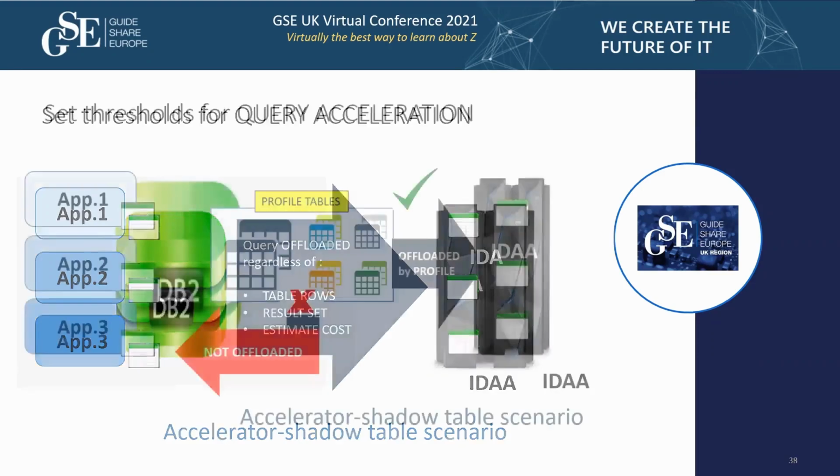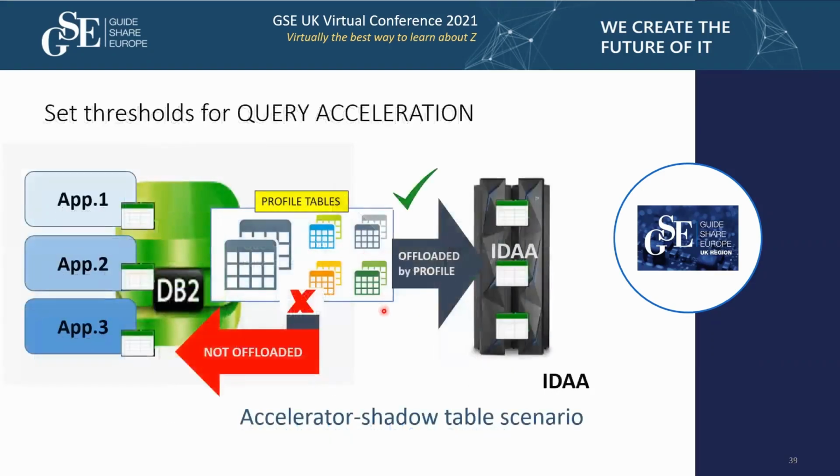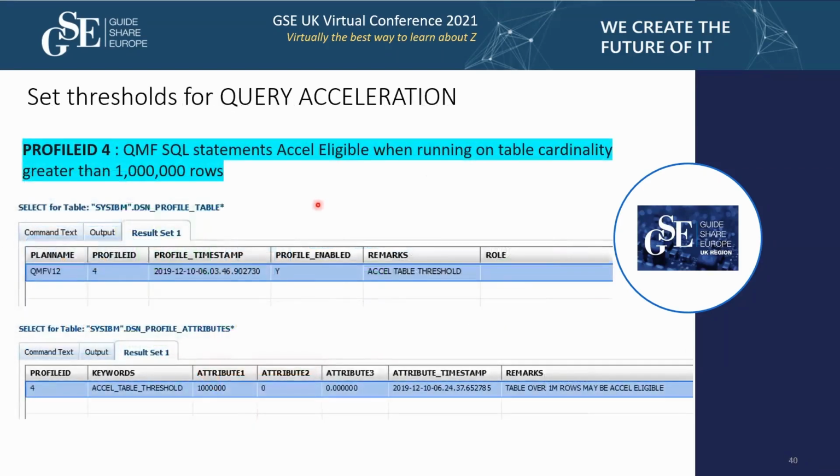But with Db2 profile, I can decide to offload what I want. So for example, I can decide to offload only SQL statements on quite huge tables. But for very, very small tables, I can decide to skip the offload. Let me show you with a profile ID how to do this.